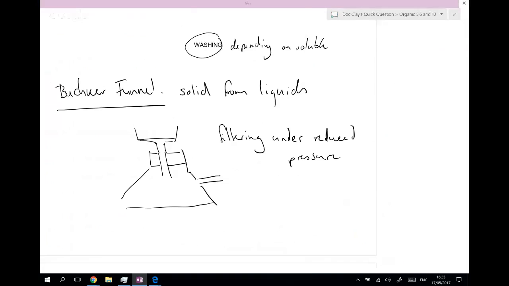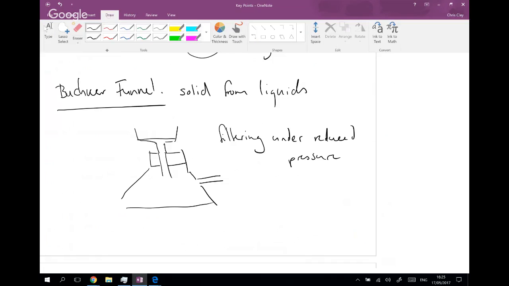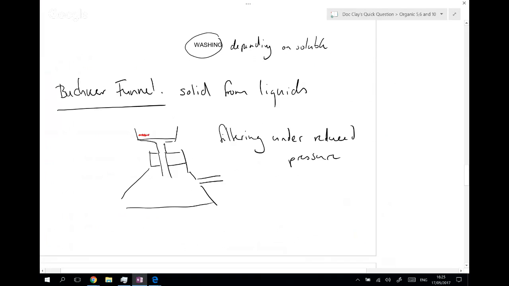And I'll just draw your products at the top. You would end up with your products here in red, staying behind in your filter paper. Just be aware that when you're using the Buchner funnel, you wet the filter paper first, just to stop any product passing through. It basically sticks it to the top of the surface. Remember here that you are going to use some sort of pump to reduce the pressure. Okay.